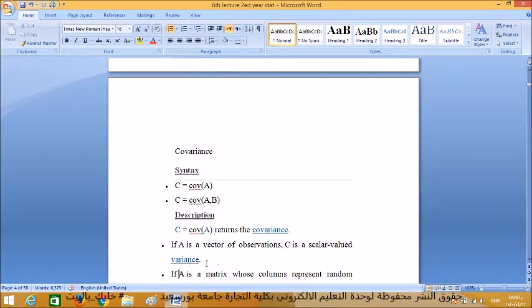Okay, so the relationship between only one variable and itself is called the variance, because the variance is the average of the squared differences between observations and their mean. Okay, so this is called variance, not covariance. So if A is a vector of observations, C will be a variance, not a covariance. So in this case, cov A equals var A.